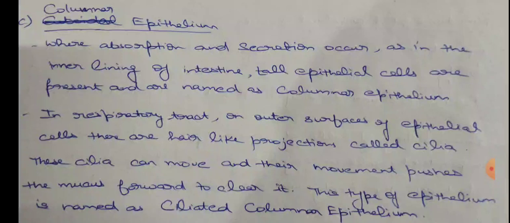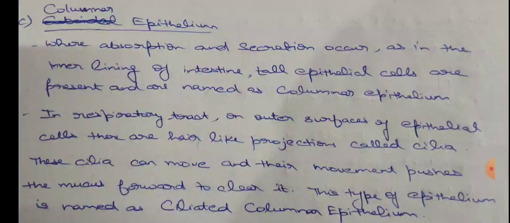Now, some columnar epithelium that are present in the respiratory tract. Now I'm talking of a specific part, that is the respiratory tract. These columnar epithelium have hair like projections, and those hair like projections are called cilia. Getting? And this kind of epithelium is known as ciliated columnar epithelium. Very important, because of the presence of the cilia on the columnar epithelium, it is known as ciliated columnar epithelium.